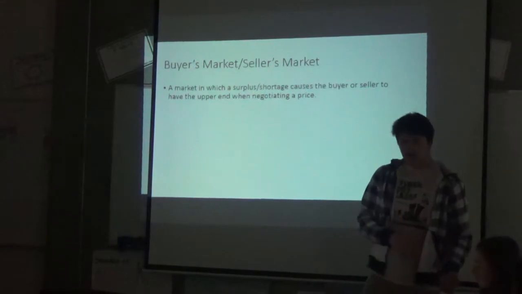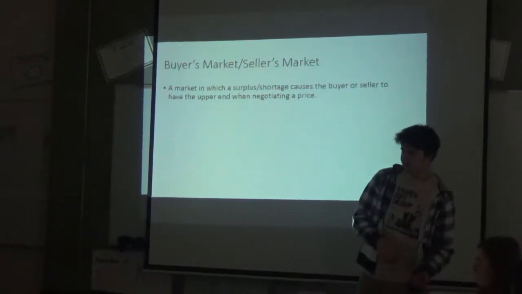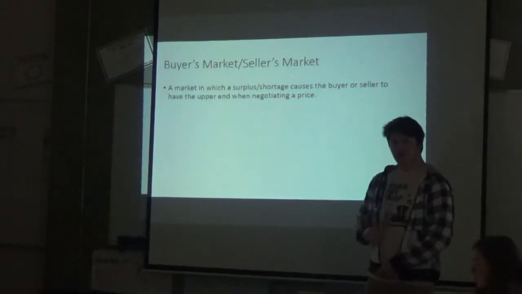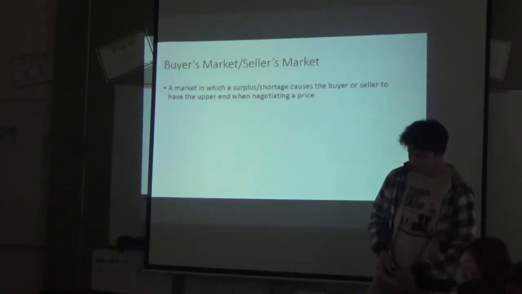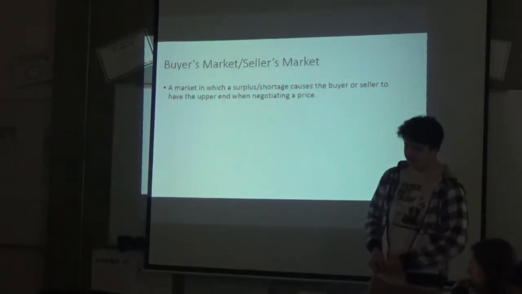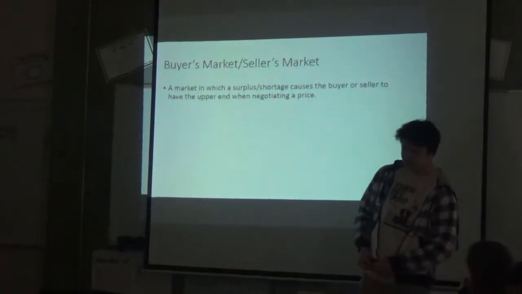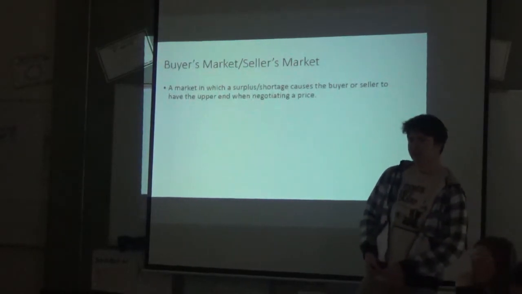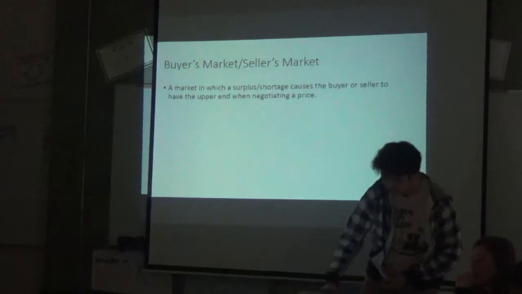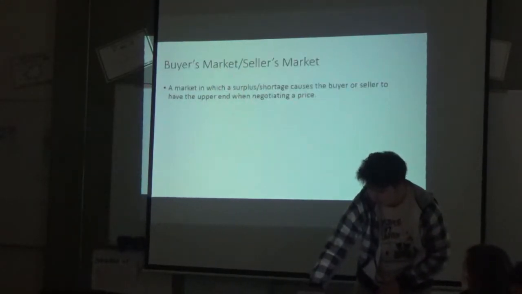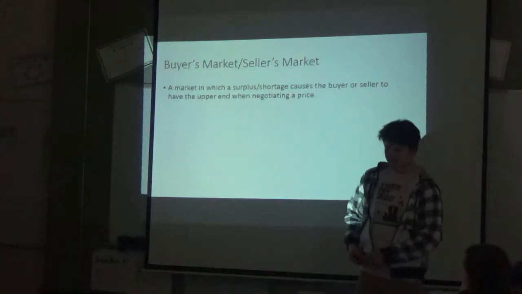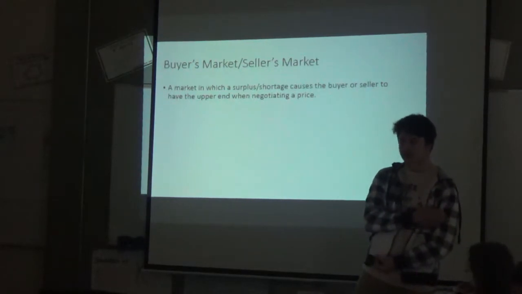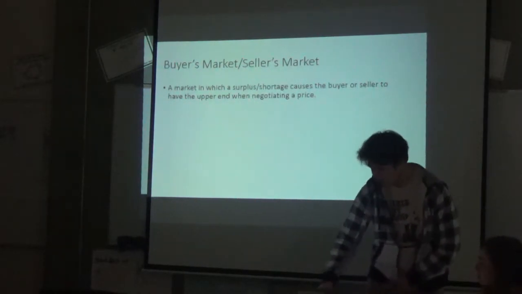When the housing bubble happened in, what was it, the 2000s-ish, houses were in such high demand that sellers were able to get much more than the listing price on the houses that they were selling. And then in the subsequent housing crash, there was a buyer's market because there were too many houses and people didn't need as many. So the buyer had an advantage in negotiating the price, and they could get it cheaper because the sellers had to compete to sell it to a buyer.